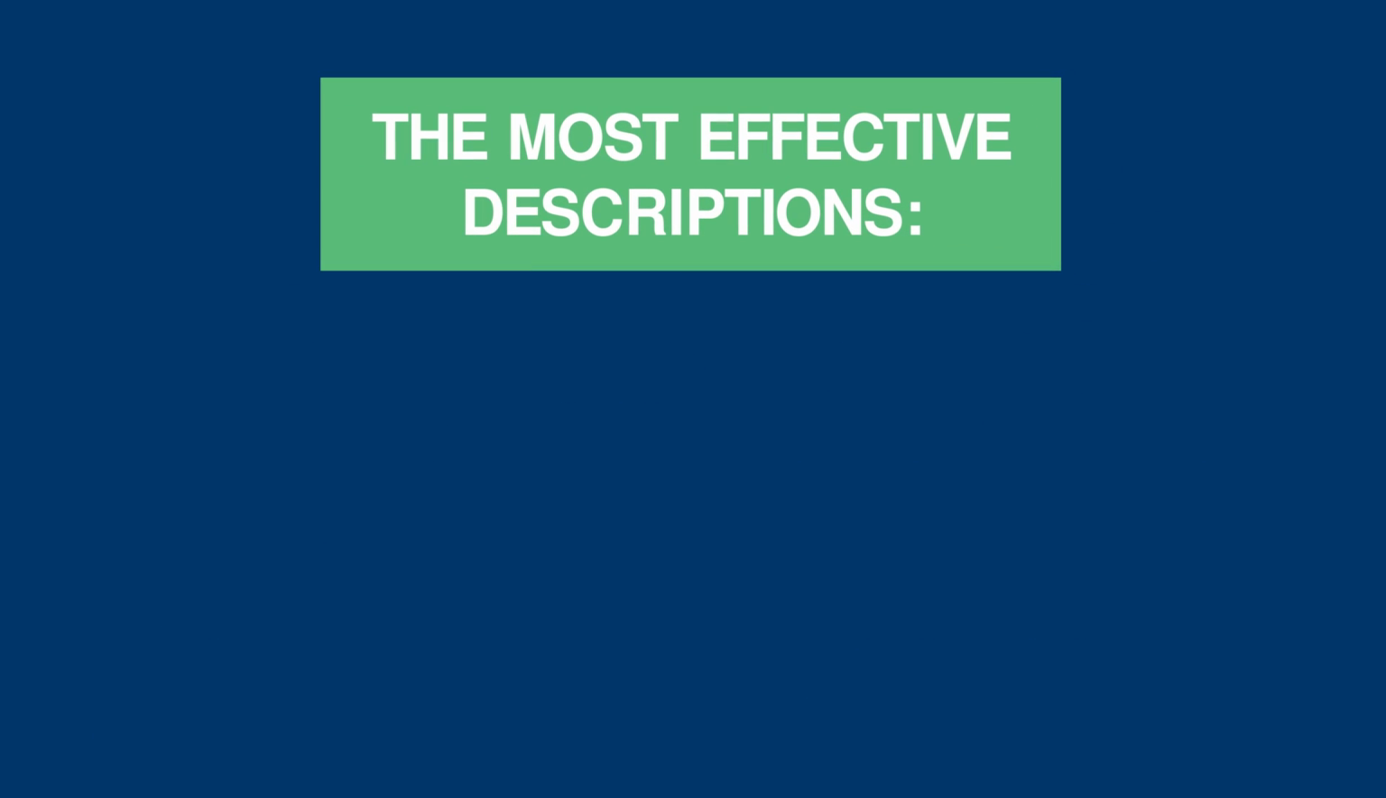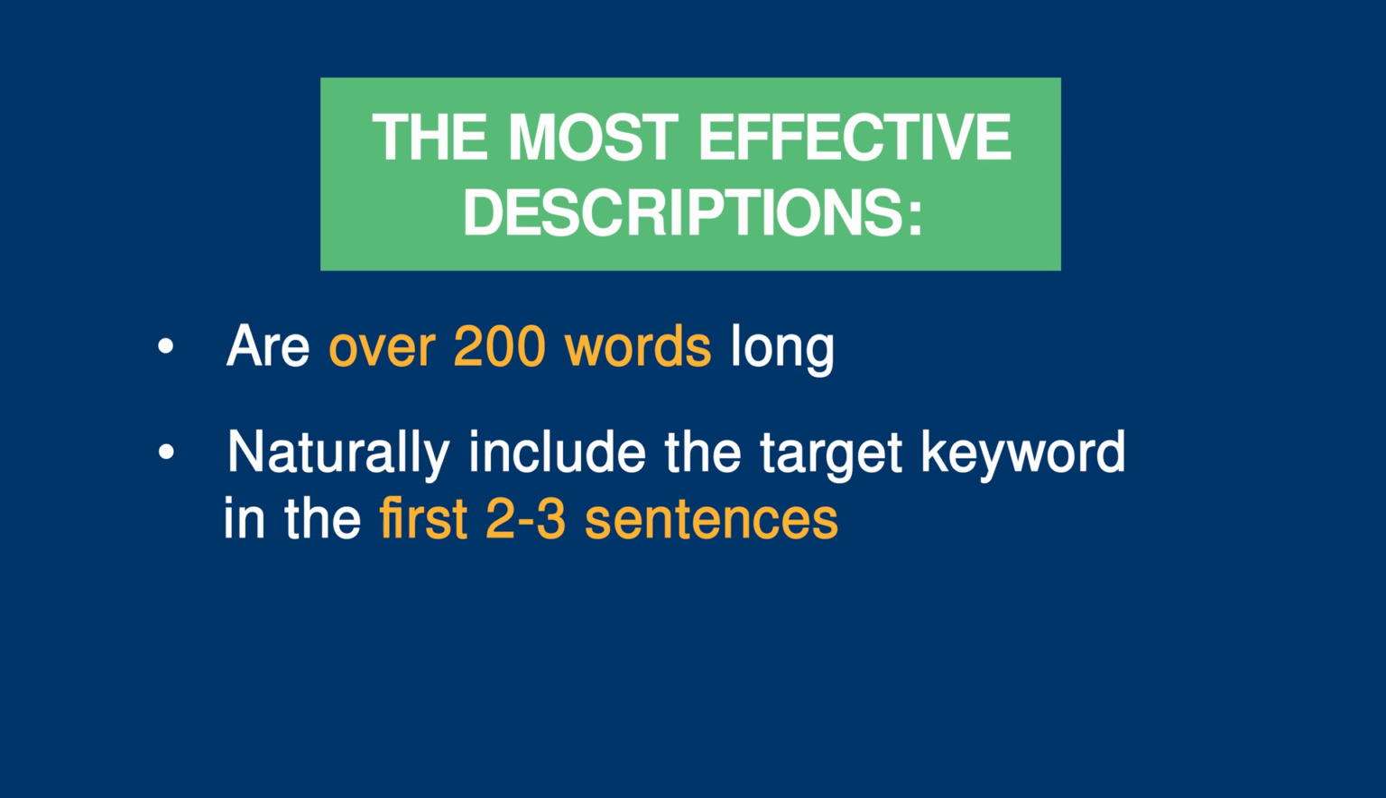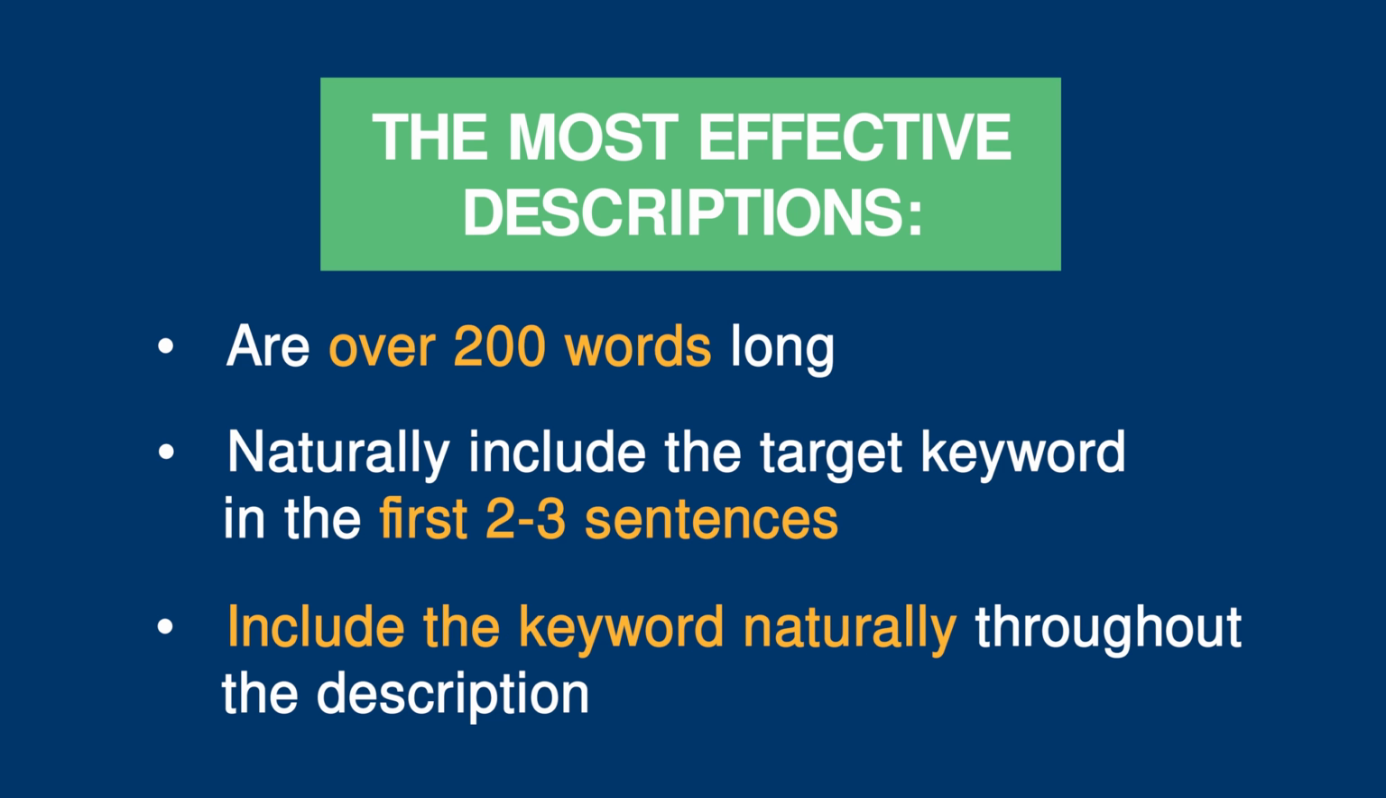Research suggests that the most effective descriptions are over 200 words, and of course naturally include the target keyword in the first 2 to 3 sentences, with the keyword included naturally throughout the description. No stuffing, please. And for tags, the only time you can use too many is if you're using irrelevant tags.